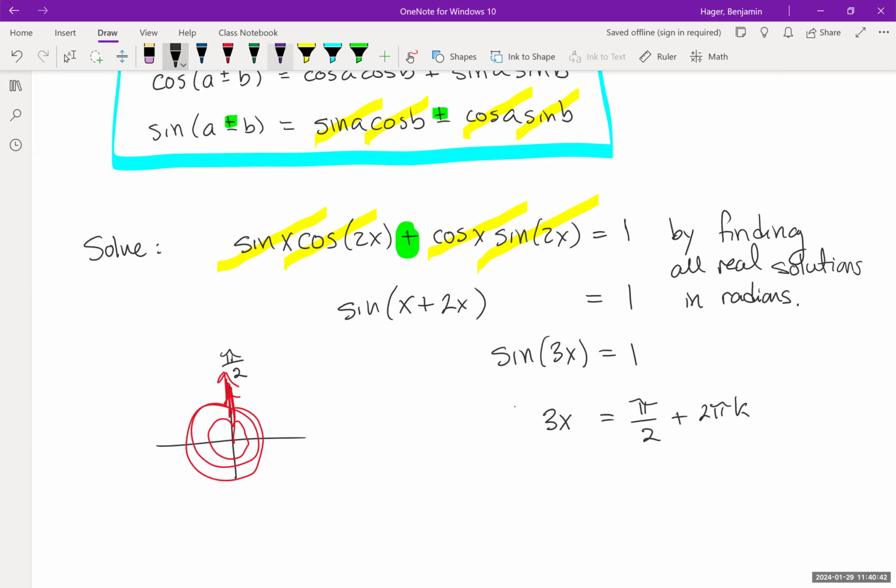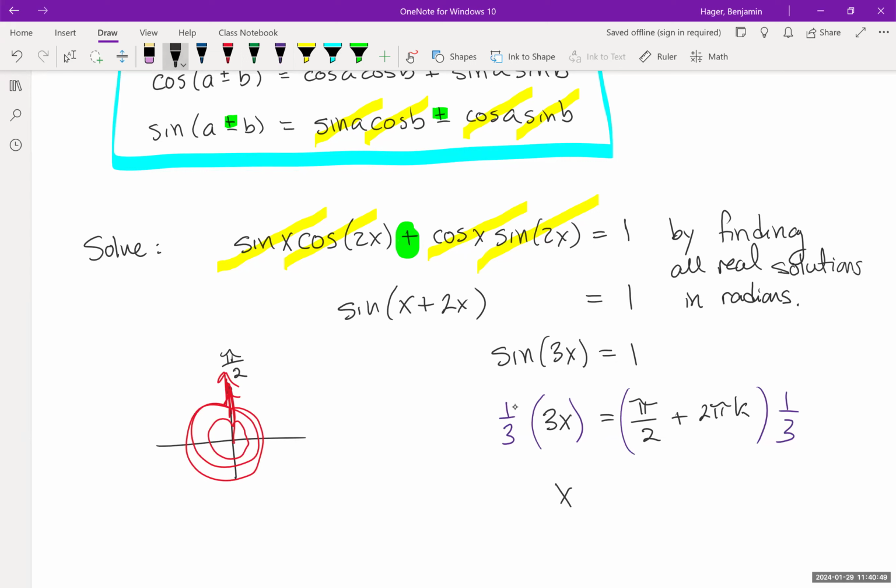All right, so to solve this equation for x, we'll just multiply everything through by 1/3. That gives us x all by itself on the left. And distributing the third, we would get pi over 6 plus 2 pi over 3 k, where k is some integer. You could spell it out or use that notation to say that k belongs to the set of integers.